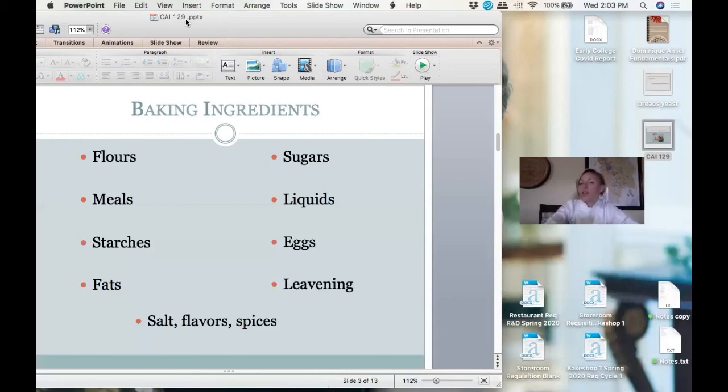Leavening agents. We have baking powder and baking soda that we're working with in the bake shop. Those would be considered your chemical leaveners. They do two totally different things. The best way to remember it is baking powder puffs, PP; baking soda spreads, SS. Powder puffs, soda spreads, PPSS.